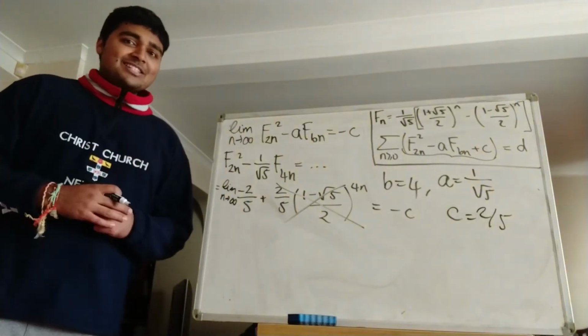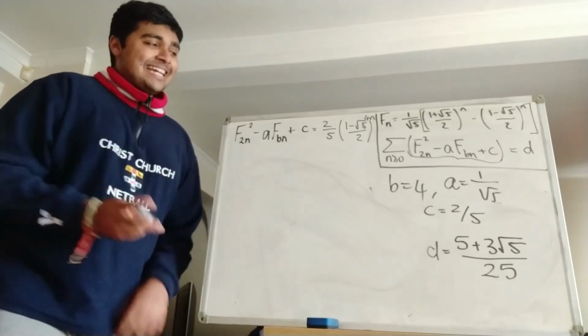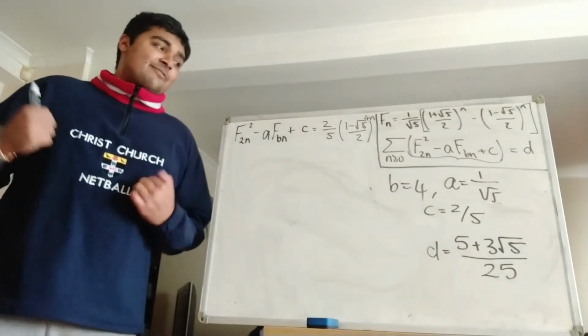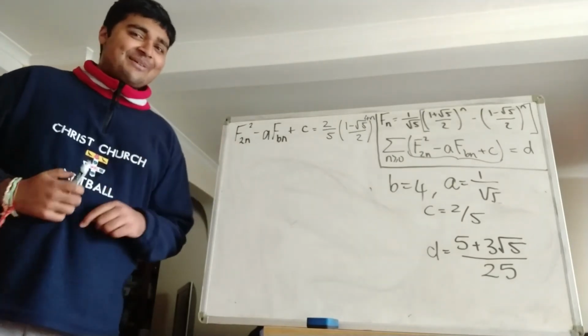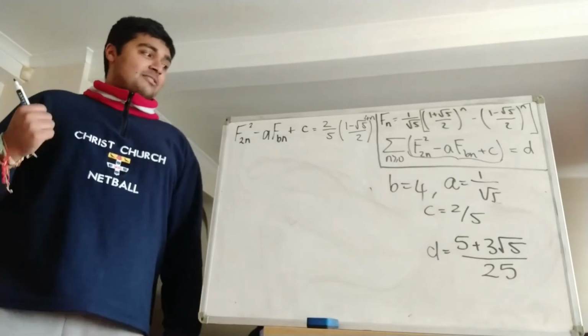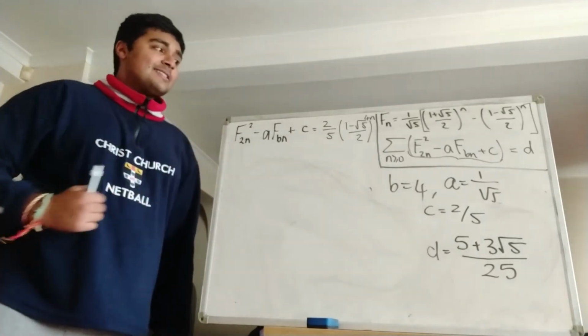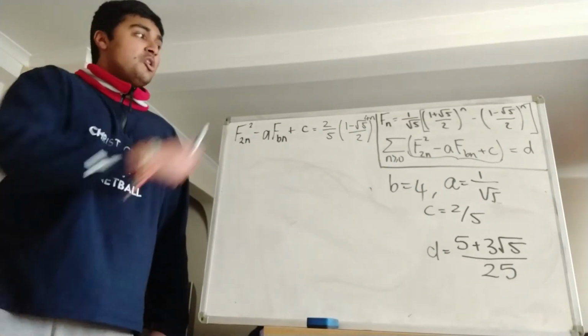The last step now is to compute what d is. In fact, I've written out the value of d here. It's 5 plus 3 root 5 divided by 25, and the reason I've written it down there is just so I don't forget what it is. Anyway, we have f2n squared minus a times f of bn, plus c, equals this guy here, 2 over 5 times (1 minus root 5 over 2) raised to the 4n.